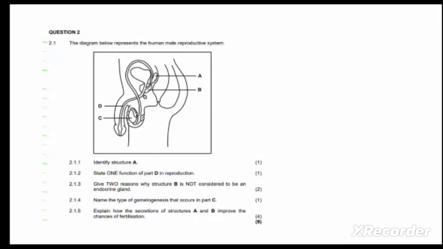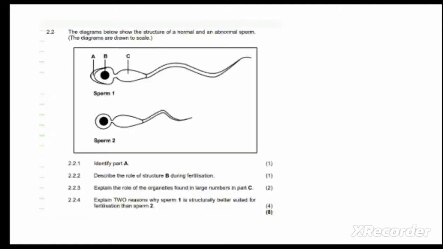So let's look at the next set of questions. It says the diagram below shows the structure of a normal and an abnormal sperm, and the diagrams are drawn to scale. So we have sperm number 1 and sperm number 2. One sperm is normal, another one is abnormal. So let's look at the sperms. Sperm 1 seems normal, and sperm 2 does not look normal. It doesn't have an acrosome. So let's look at the questions.